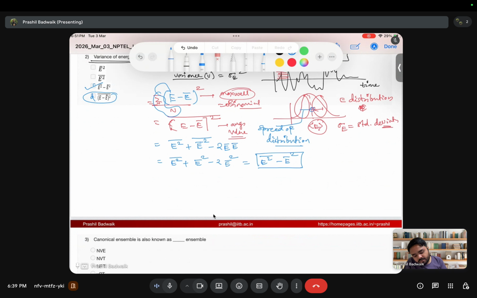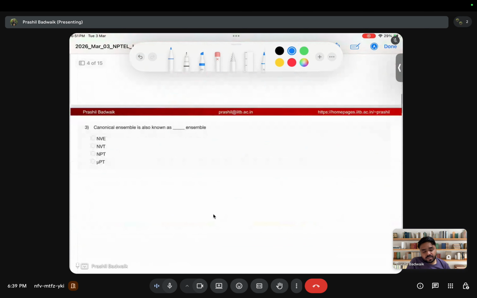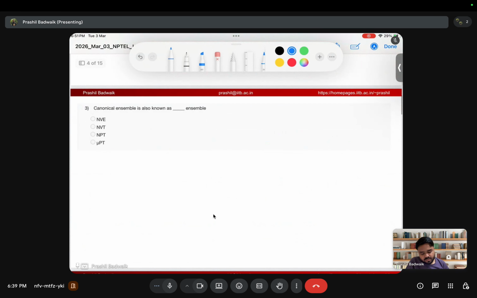So option C and D that we got for this question number 2. Then question number 3, which is an easy question again. Canonical ensemble, right? We know multiple names are there, for example, NVE ensemble in statistical mechanics. We are just referring to it by some names. So this is called microcanonical. NVT is called canonical.